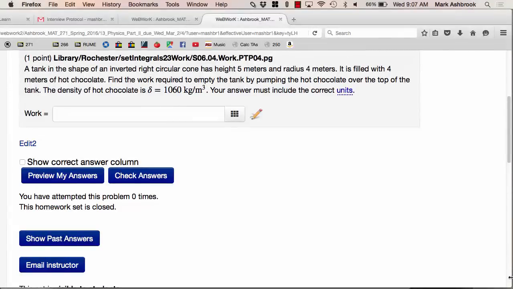So we've got the tank in the inverted right circular cone, height of 5, radius of 4. So let's draw. Always draw pictures. Always draw pictures.